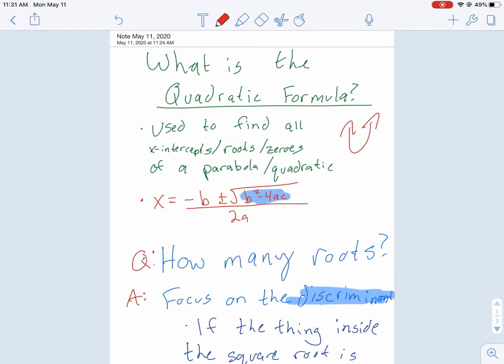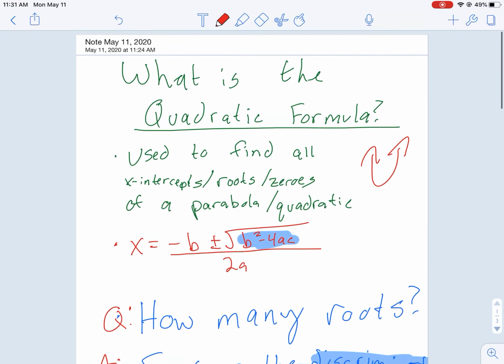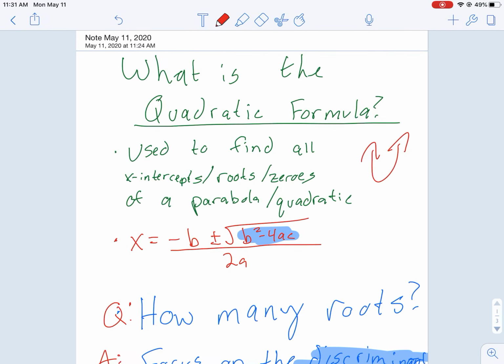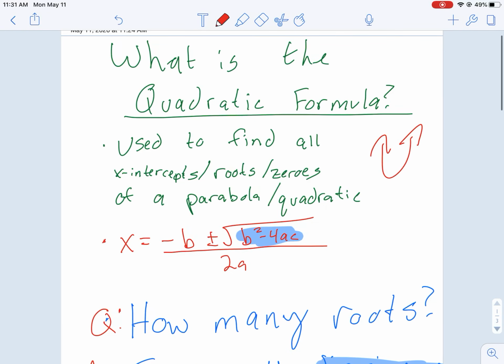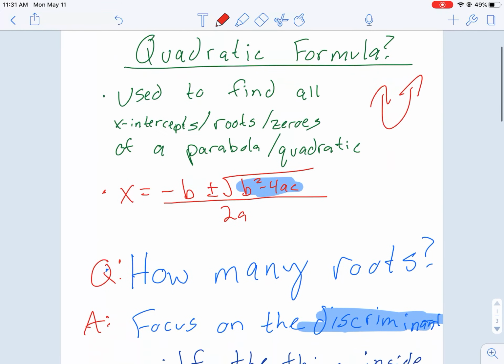This week's homework is going to be focusing on the quadratic formula again because I really want to make sure you guys understand the importance of this. So first of all, what is the quadratic formula? What is it used for? It's used to find all the x-intercepts or roots or zeros of a parabola or quadratic function. You can use it to factor quadratics, or to find intercepts of a parabola, so where the parabola touches the x-axis.